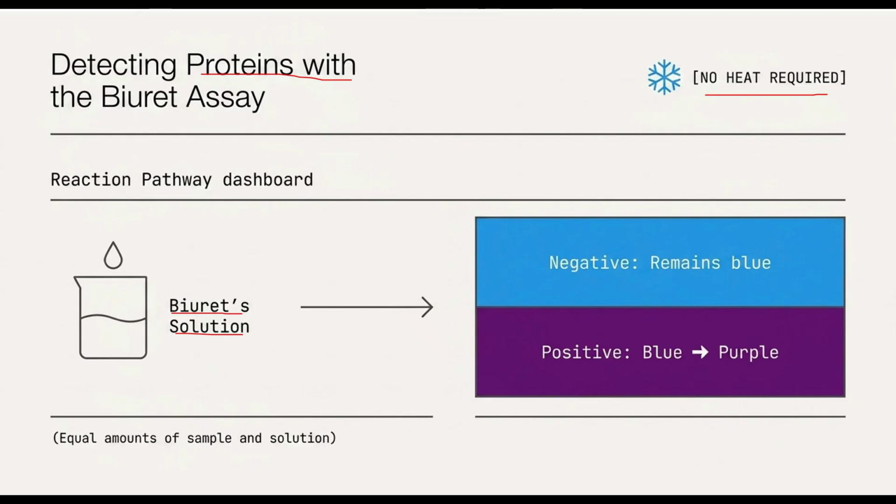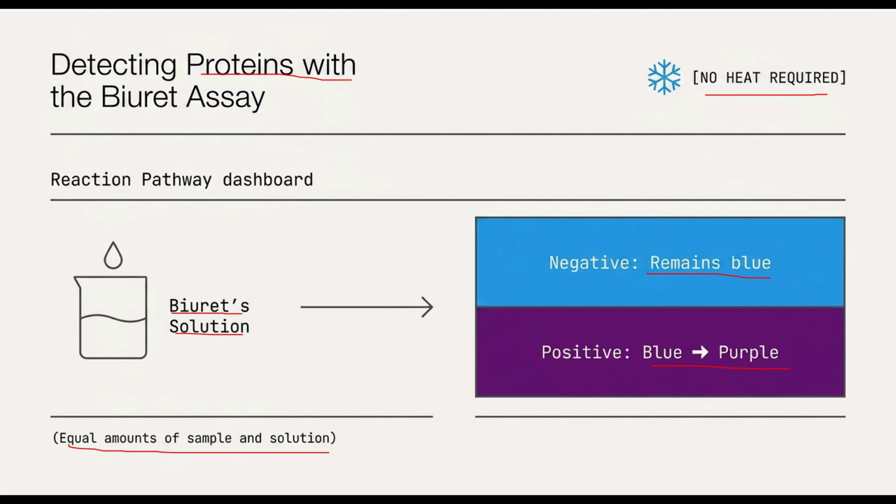A negative result stays blue. So if there is no protein, the solution remains blue. While a positive result changes from blue to purple. So if proteins are present, it will change from blue to purple. The purple color confirms the presence of protein. So the product has proteins. Got it. Always keep in mind we need equal amounts, not a few drops.